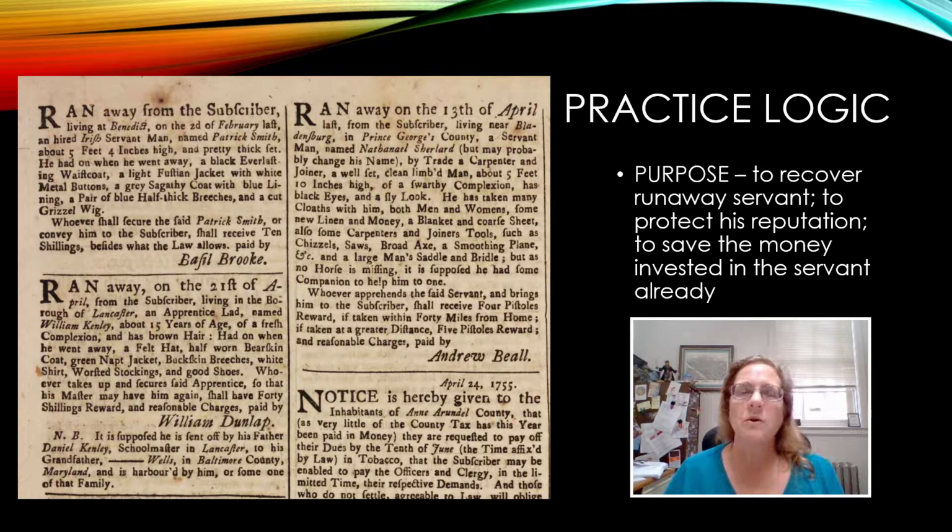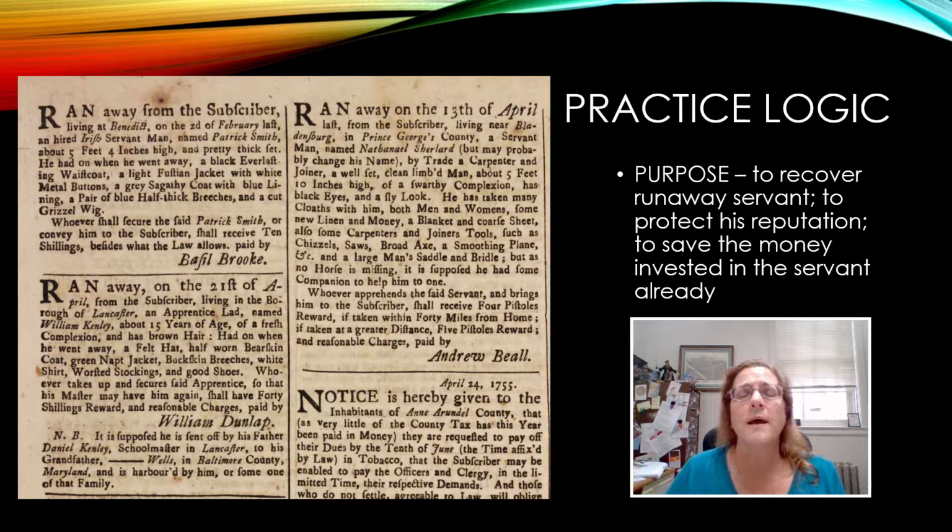Well, maybe it would have hurt his reputation as a landowner or his status in his society if he lost this servant. If the servant successfully ran away, maybe people would think he was less of a man. So you could say the purpose was to protect his reputation. Or maybe this Patrick Smith was his only servant and he'd spent everything he had to hire this one servant. If he ran away, he was lost. He was going to lose his whole farm. And so he needed to save that money that he'd already invested.